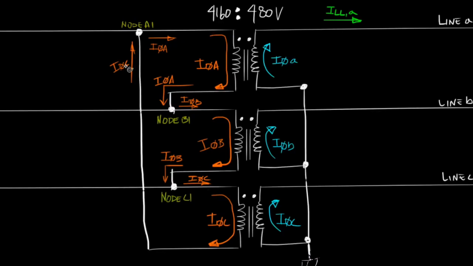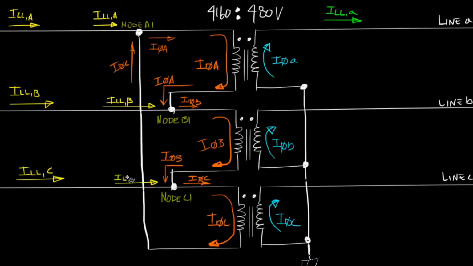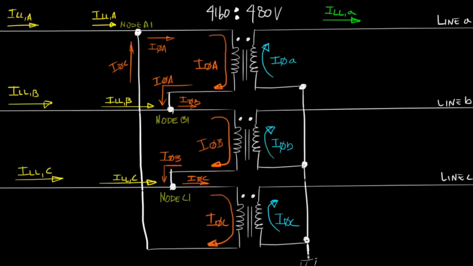Okay, so now that we've illustrated phase currents, let's quickly label our line currents. From part 3, we know that line-to-line current A will flow through line A into the bushing of winding A and finally into node A1. Similarly, line-to-line current B will flow through line B into the bushing of winding B and into node B1. And lastly, line-to-line current C will flow through line C into the bushing of winding C and finally into node C1. Okay, so we know exactly what's going into each node and exactly what's coming out of each node.